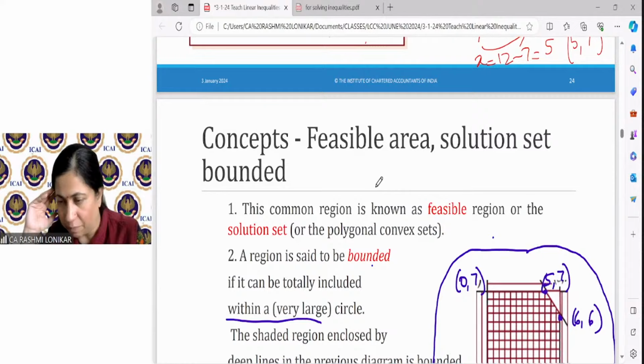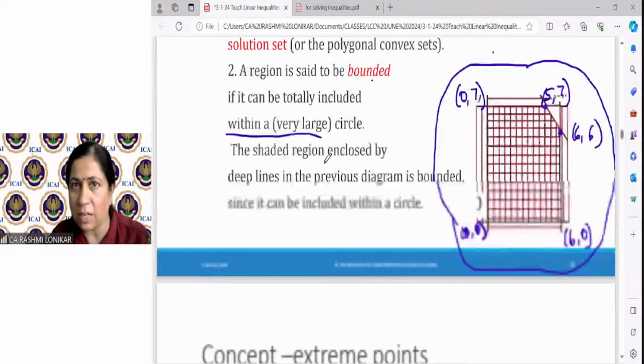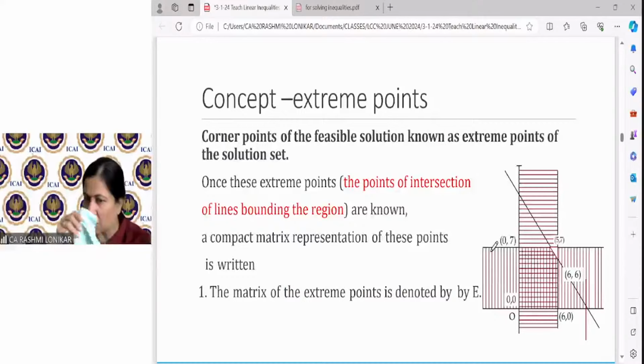This also brings us to the concept of extreme points. What concepts have we talked about? Feasible area, bounded, and solution set. Now we are talking about extreme points. What are extreme points? They are the points of intersection of the lines bounding the region. We put these points into a matrix, and then solve it to find the optimal solution.